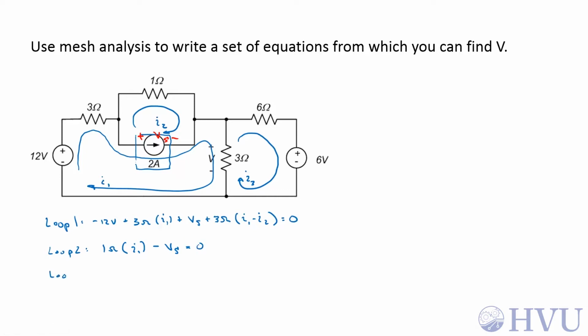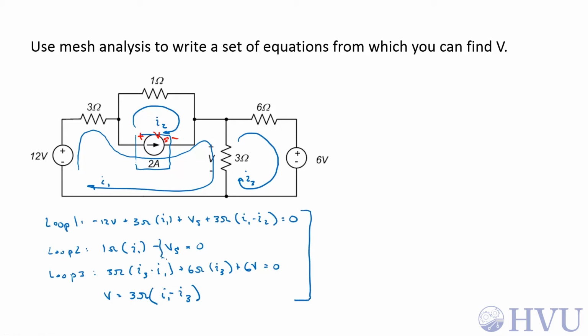And finally for loop 3, I have my 3 ohm resistor times I3 minus I1 plus 6 ohms times just I3 plus 6 volts is equal to 0. Now let me write my equation for V. V is equal to 3 ohms times I1 enters the positive terminal, I3 enters the negative terminal, and that gives me 4 equations, but in 5 unknowns. With this approach, I introduced another unknown V sub S, so I need to write another equation.